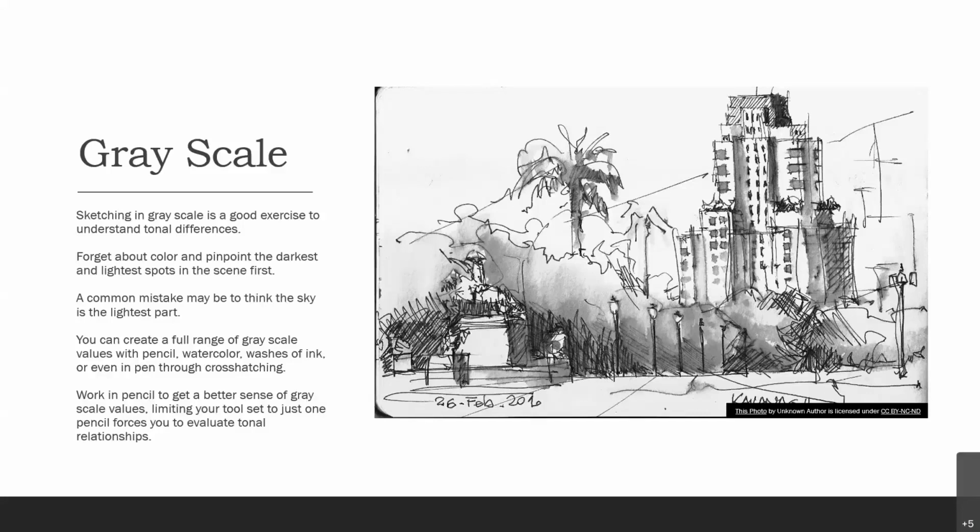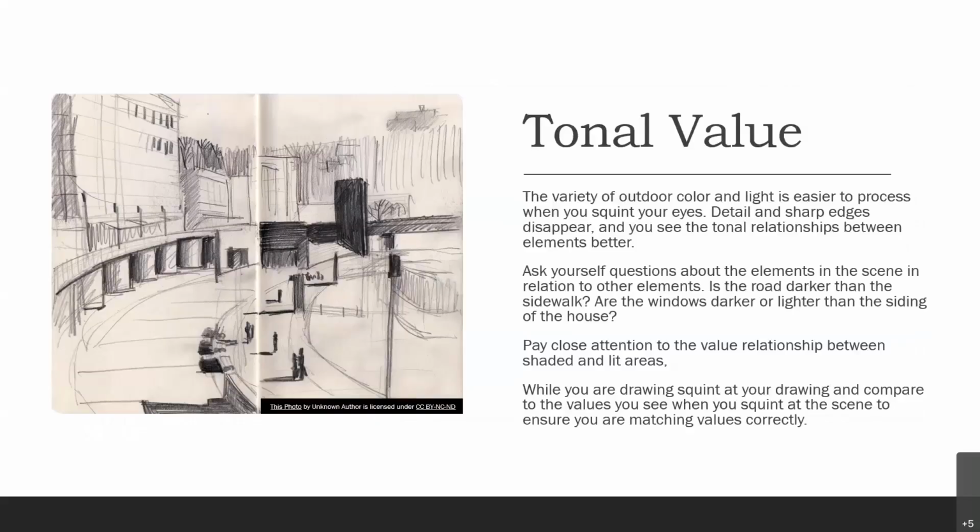Where's the darkness? So, tonal value. The variety of outdoor color and light is easier to process when you squint your eyes. Detail and sharp edges disappear, and you can see just the tonal relationships between elements better. Ask yourself questions about the elements in the scene in relation to other elements.